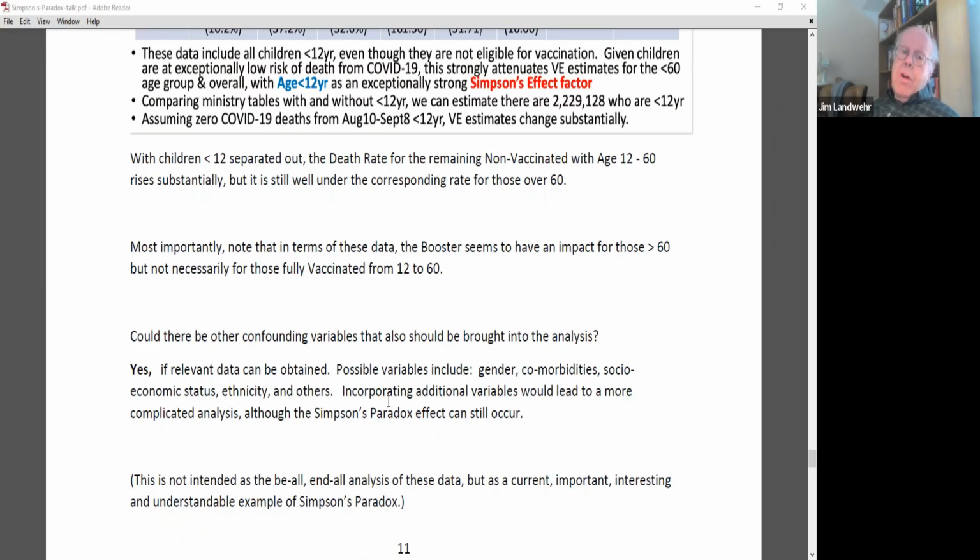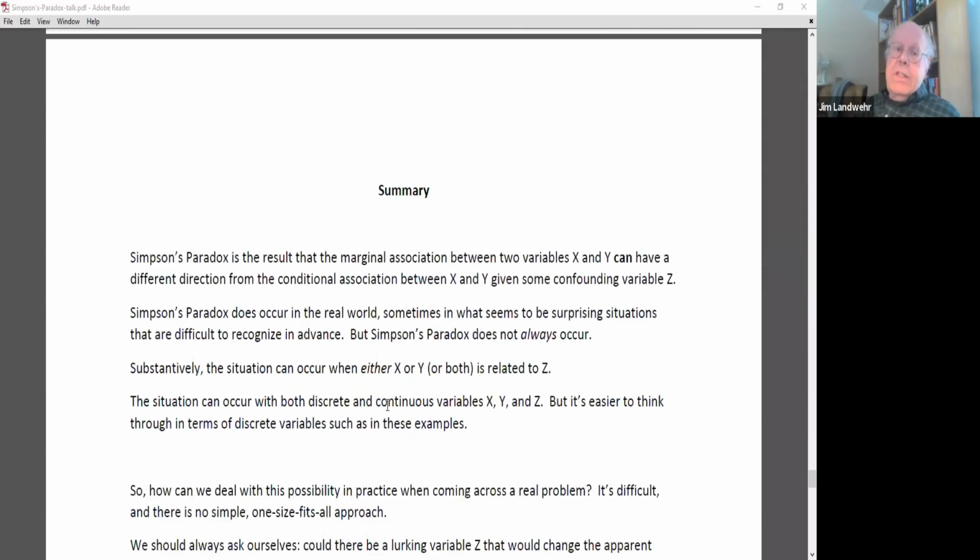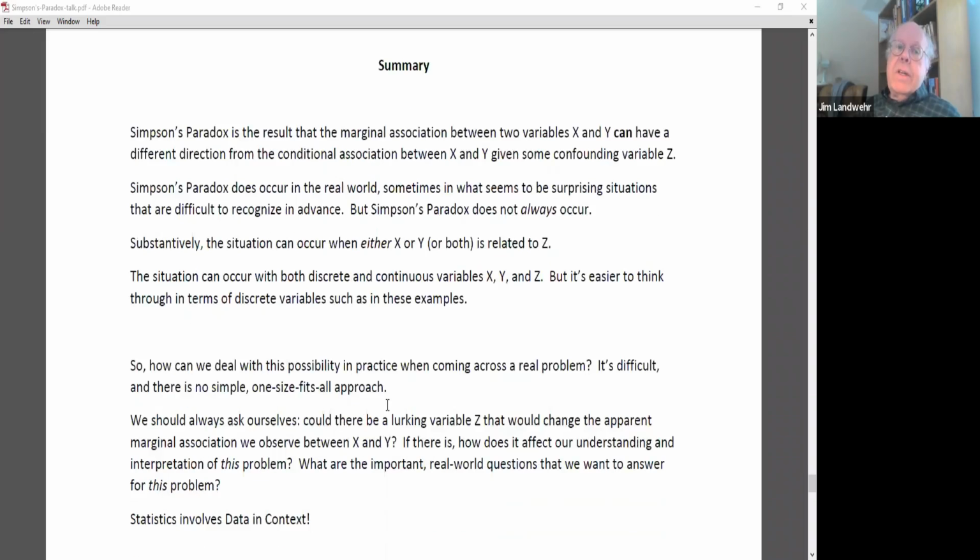So if there were more variables coming in, then there would be a more complicated analysis, and the Simpson's paradox type of effect can still occur. And of course, as things get more complicated, it's more complicated to interpret it. Let me just give you my summary here, and then we can go to the questions.